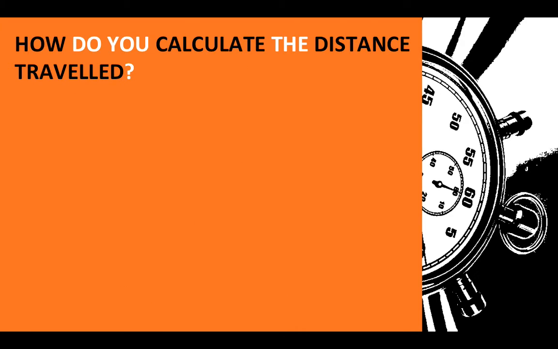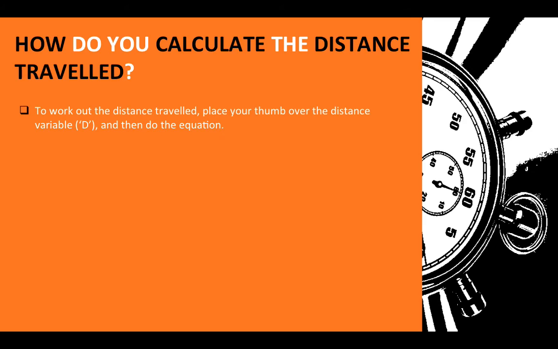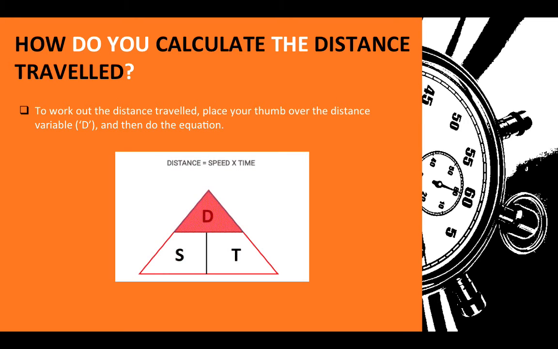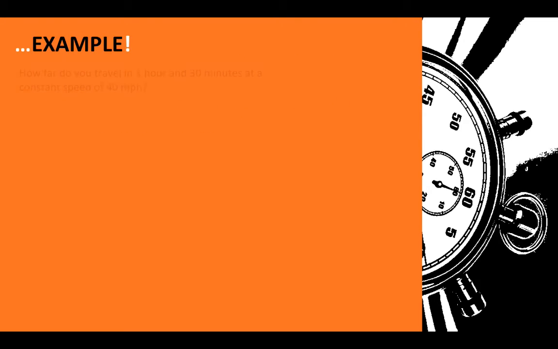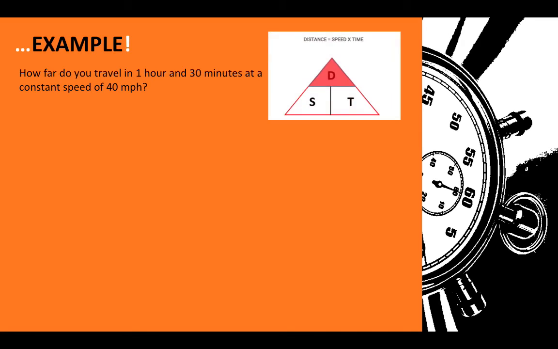So how do you calculate the distance travelled? To work out the distance travelled, place your thumb over the distance variable, which is the d, and then do the equation. So how far do you travel in 1 hour and 30 minutes at a constant speed of 40 miles per hour?